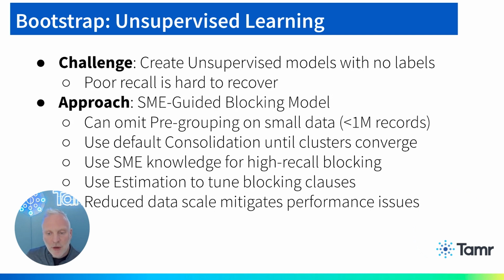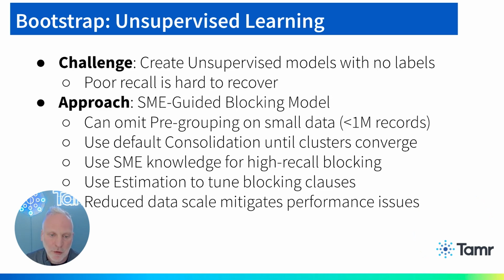Once we've filtered the data down to a sufficiently small scale that we can iterate quickly for the first couple of generations, we need to create the unsupervised models. These are the models that we covered in part 2, making the easy part cheap. One of the challenges here is that if we start with poor recall, it can be really hard to recover that recall in later cycles of the refinement.